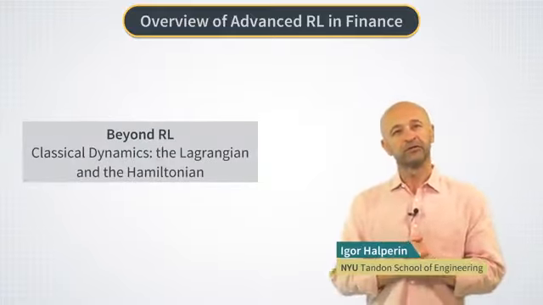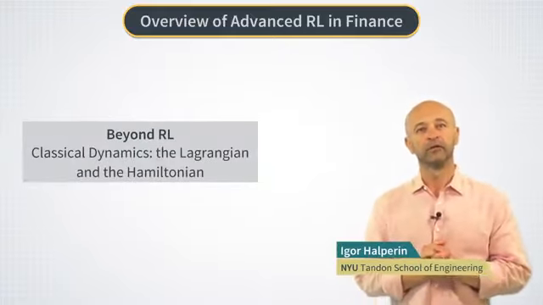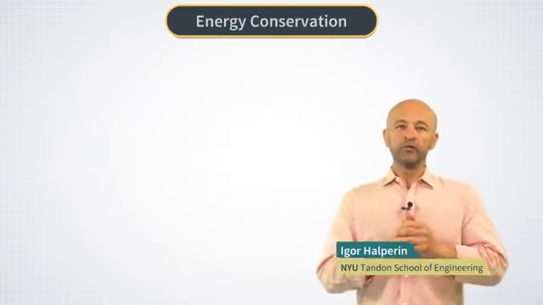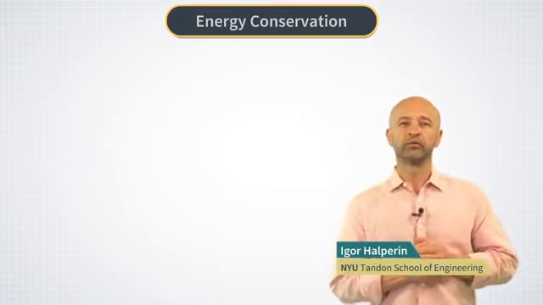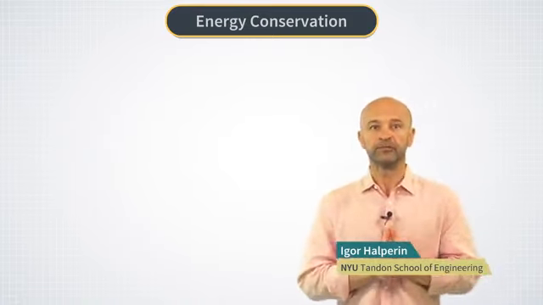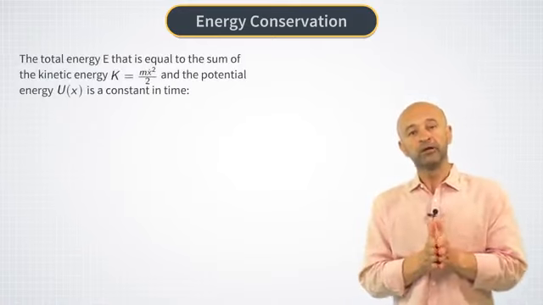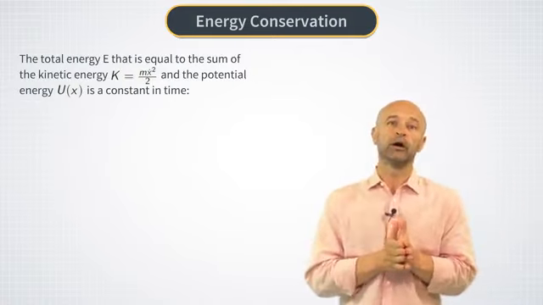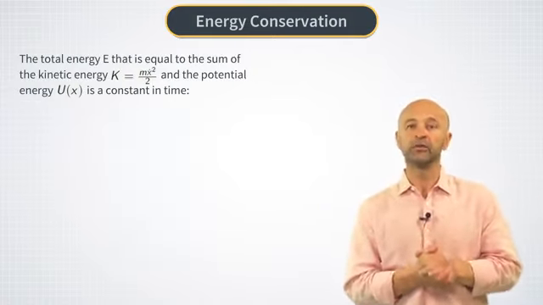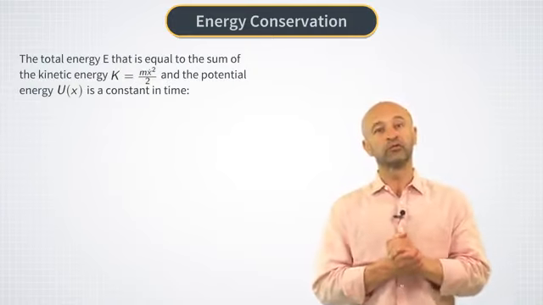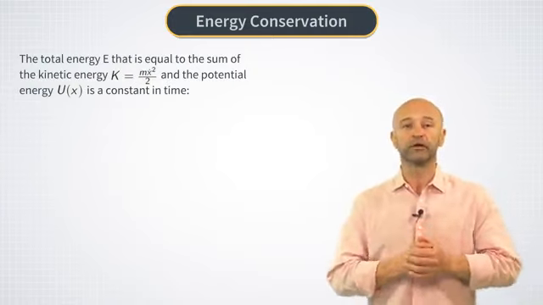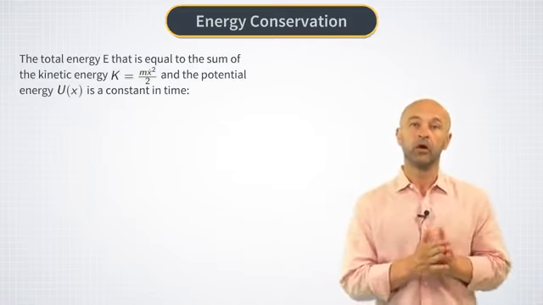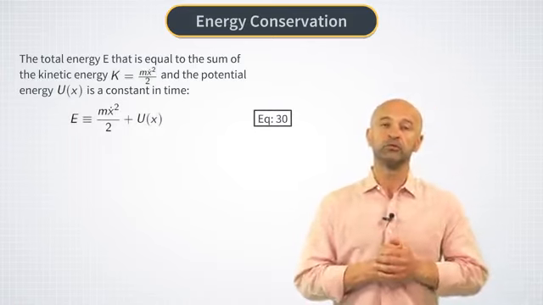Now let's talk a little bit more about the classical limit of our system. The first topic I wanted to touch upon is conservation of energy, E. The total energy E is a sum of kinetic energy K, equal to mv squared over 2, and the potential energy U of x. Conservation of energy says that their sum is constant in time, which gives us equation 30, shown here.